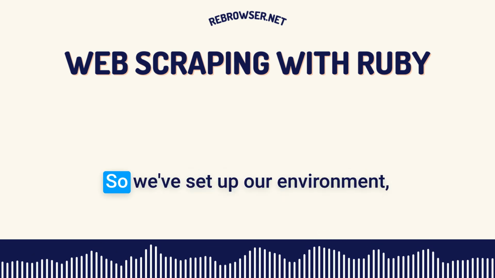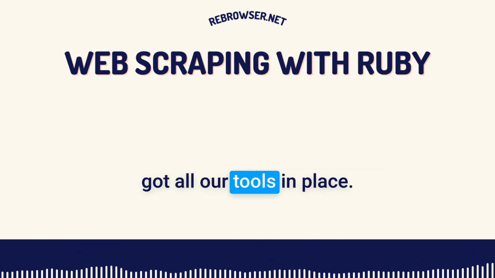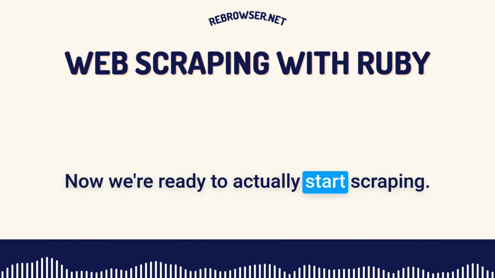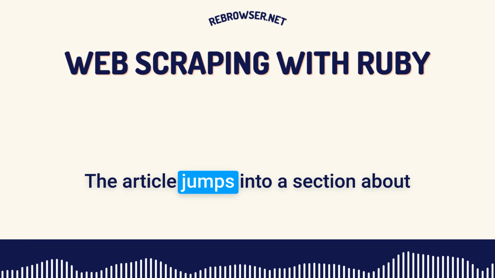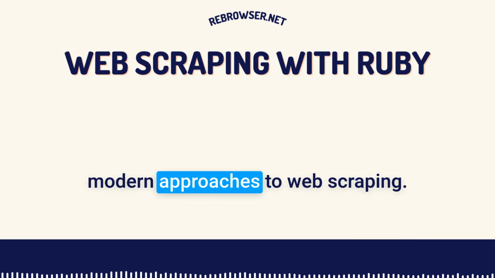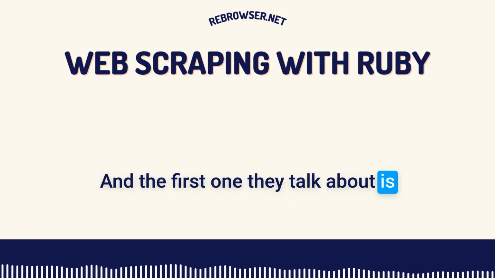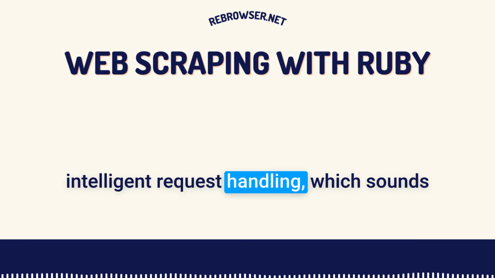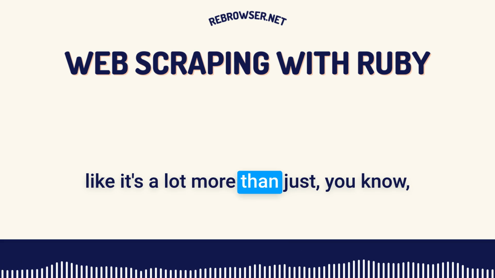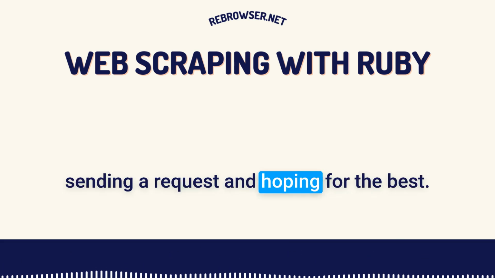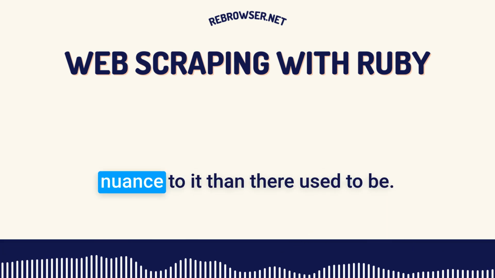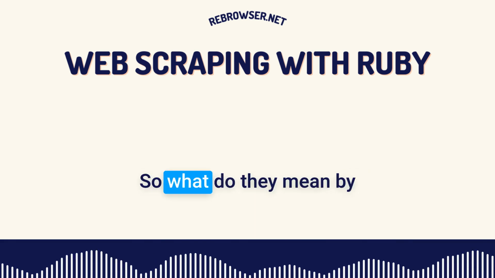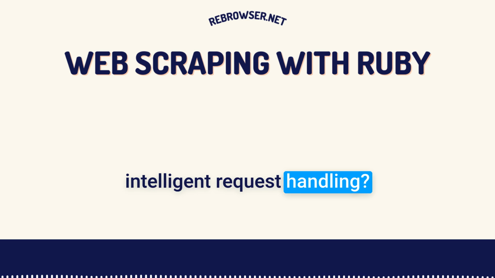Okay. So we've set up our environment, got all our tools in place. Now we're ready to actually start scraping. The article jumps into a section about modern approaches to web scraping, and the first one they talk about is intelligent request handling, which sounds like it's a lot more than just sending a request and hoping for the best. Yeah, there's definitely a lot more nuance to it than there used to be. So what do they mean by intelligent request handling?